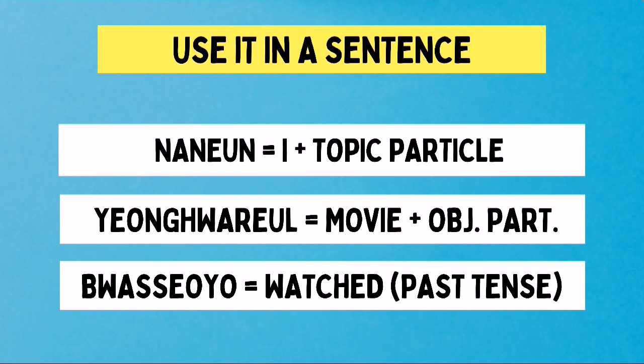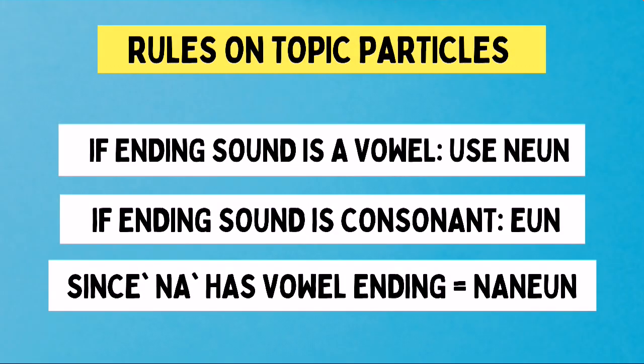The word na means I, and 는 is just a topic particle added to na. So, the whole 나는 part only means I. If the ending sound of the word is a vowel, we will use 는. But if the ending sound of the word is a consonant, we will use 은 as the topic particle. And for the case wherein na is the word, since it has a vowel ending, we'll be adding 는. And that is how the nanon part is formed.